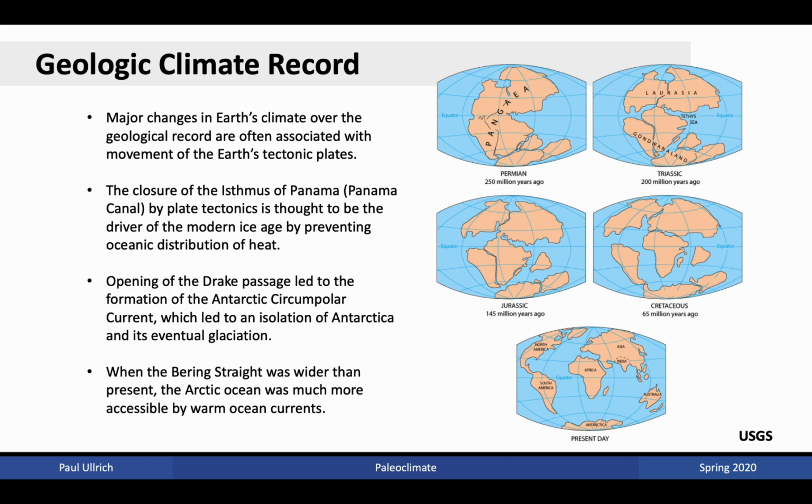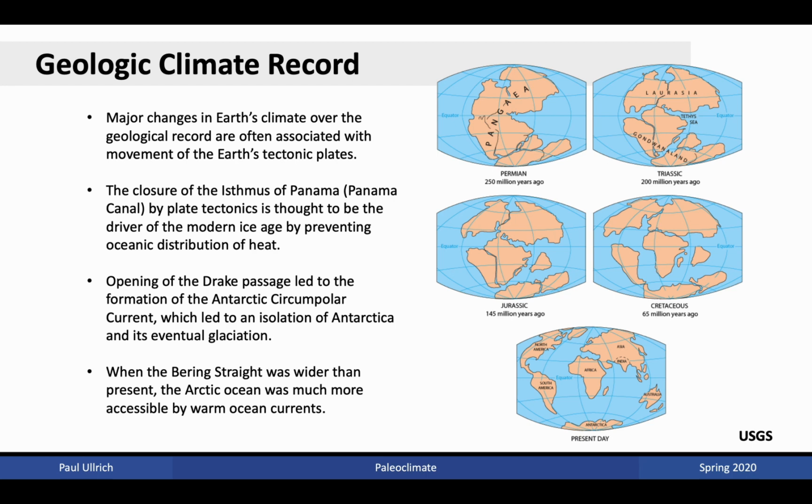If we look back farther through the geologic climate record, we know that some of the major changes that have occurred in the Earth's climate over the geologic record are often associated with movement of the Earth's tectonic plates. The figure here on the right shows how those tectonic plates have varied over time, going back 250 million years ago to the Permian, when effectively the world consisted of a single continent and a massive ocean. Over time, those continents have broken up and have spread to their locations at present day. The spread of the continents at present day is associated with much less free movement of ocean waters, and hence less capacity for the ocean to distribute heat more evenly over the Earth's surface.